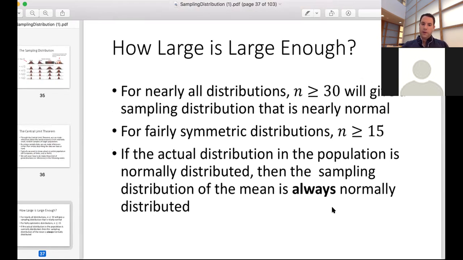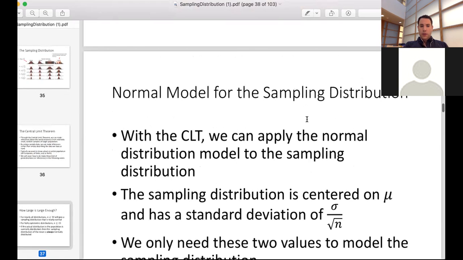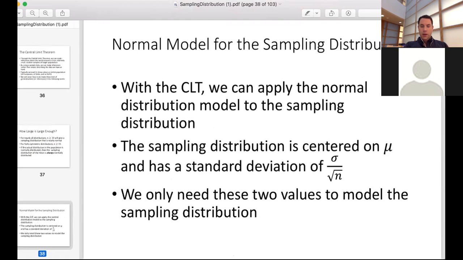And if we're dealing with a fairly symmetric distribution, we can actually reduce that further to a sample size of at least 15. And if the distribution of the population which you're drawing from is already normally distributed to begin with, then your sampling distribution of the mean will always be normally distributed. So it's a powerful concept that allows us to assume normality for our sample groups if we have a large enough sample size.